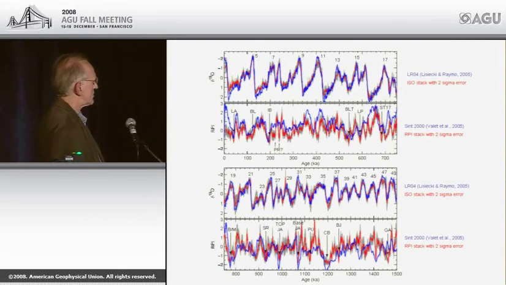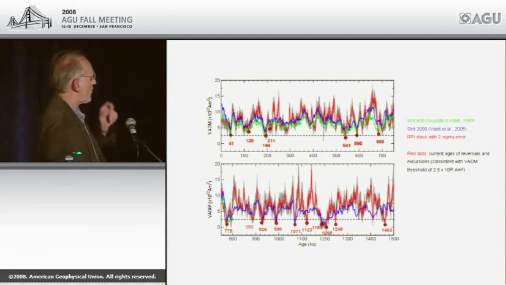This is the isotope stack from 750,000 to 1.5 million years, and the paleointensity stack from 750,000 to 1.5 million years. You can see that the new stack shows a lot of extra detail that's not seen in the SINT-2000 stack. But also the isotope stack compares very well with the Lisiecki-Raymo stack.